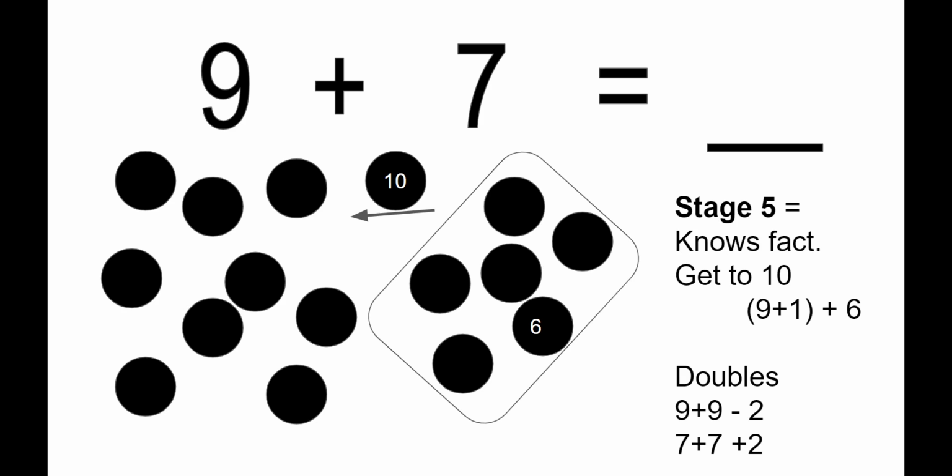Or if they were to use something such as doubles, knowing that 9 plus 9 is 18, and 7 is 2 less than a 9, then it would be 18 minus 2. Or 7 plus 7 plus 2.